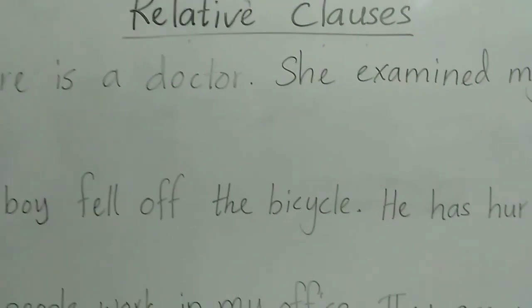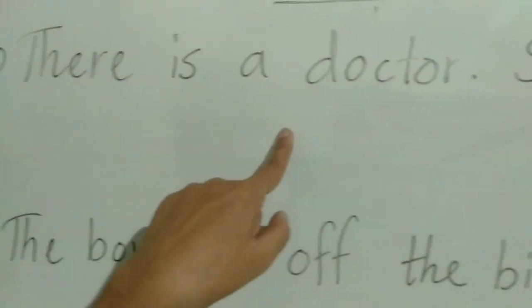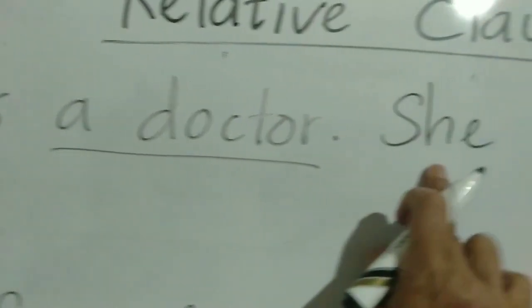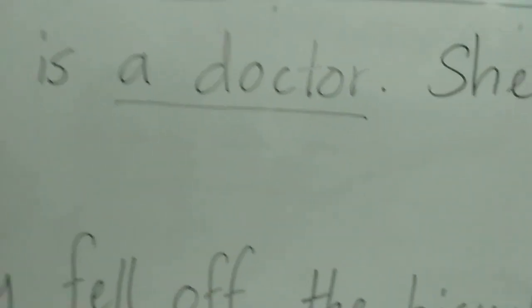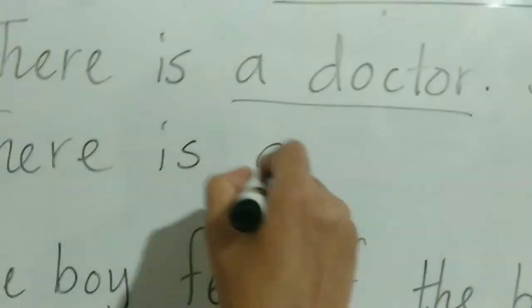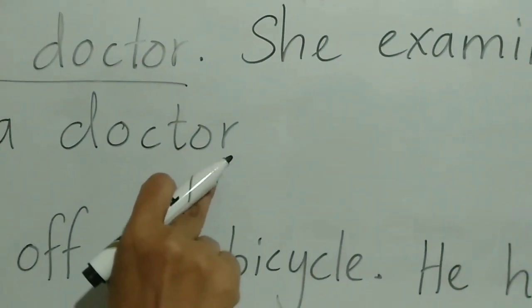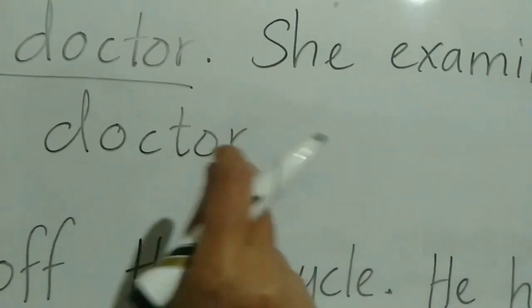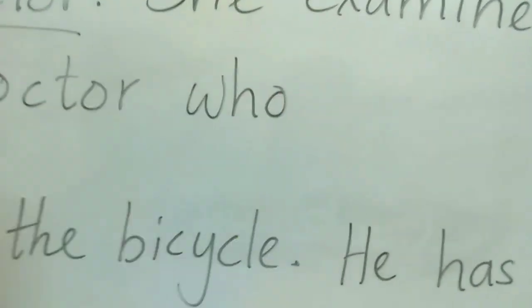Okay, let's see some examples on relative pronouns, how the sentences are joined with the relative pronoun. The first example: there is a doctor. She examined my mother. Now, let's see, children, what is the word repeated in both sentences? A doctor. With this subject pronoun, this noun is repeated. Then how can you join? There is a doctor. A doctor is a person. Then we place immediately after this the suitable relative pronoun. What is the suitable relative pronoun for persons? Who.